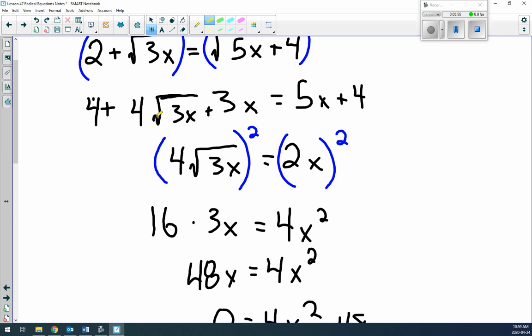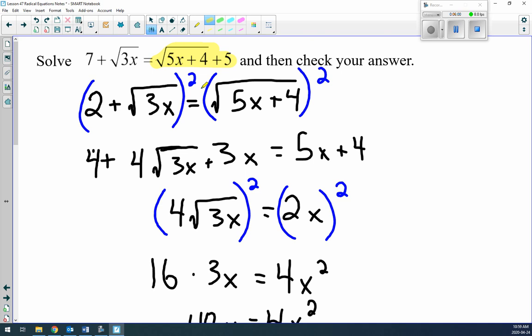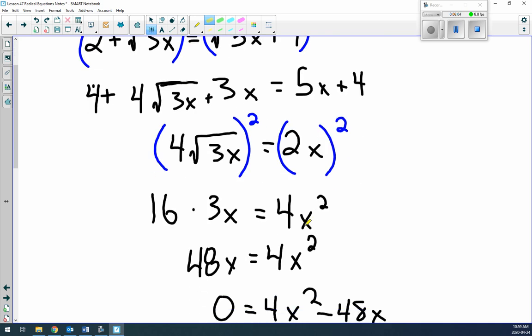Well, we still have a radical in here. What do we got to do? If you notice, there's two radicals up at the beginning, which means you're going to have to do this squaring process twice. If there were 3 radicals up there, you'd probably have to do it 3 times. So let's combine some like terms. 4 root of 3x, we're just going to leave by itself. We're going to move the 4 to the other side, subtract 4 from both sides, which is nice because they just cancel out. We're going to move this 3x over to the other side by subtracting. We end up with 4 root of 3x equals 2x.